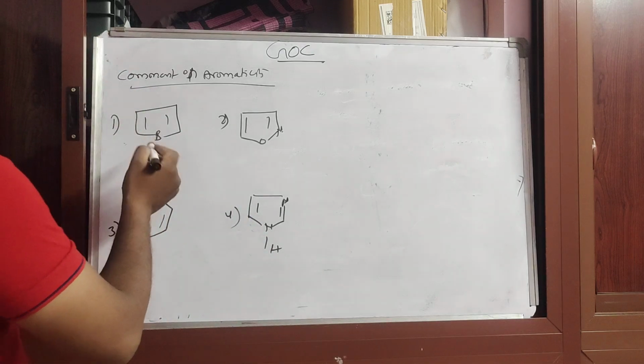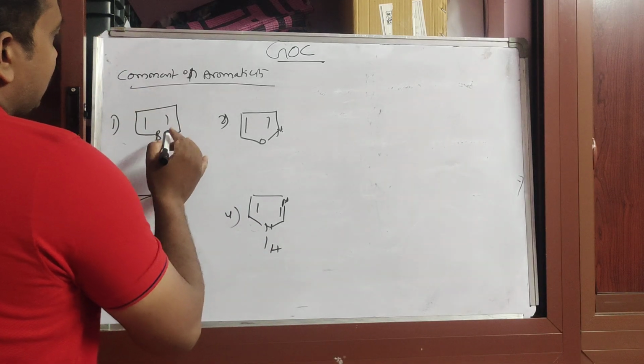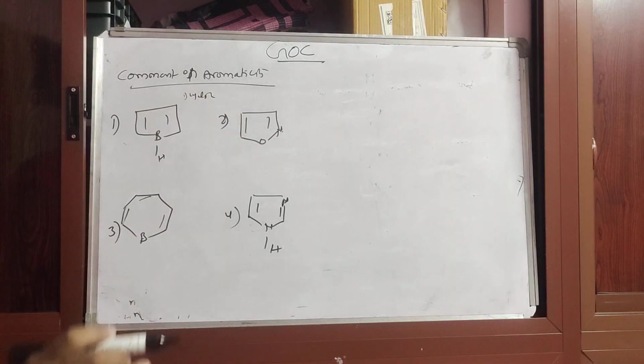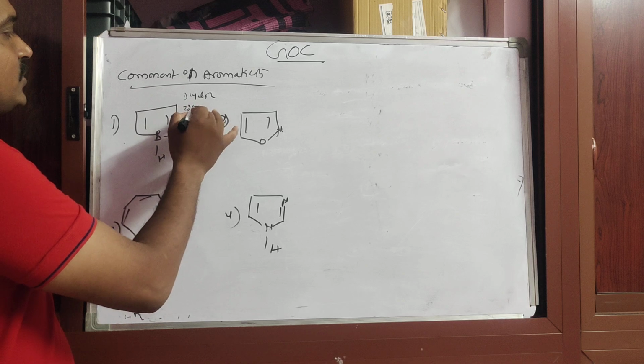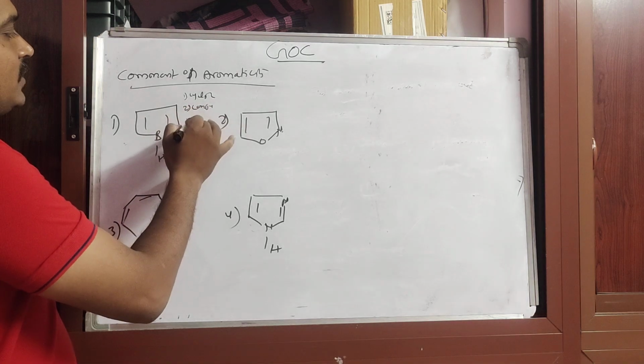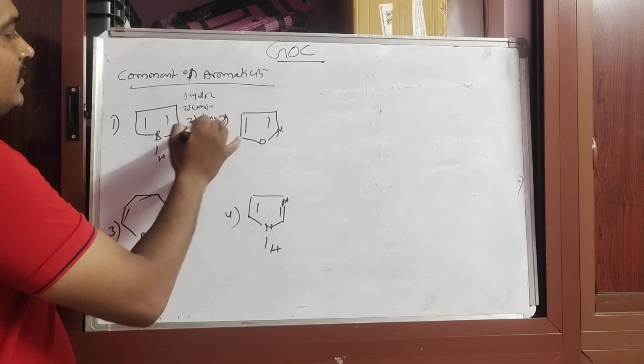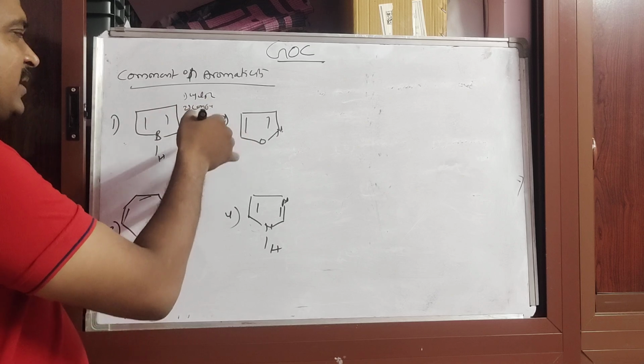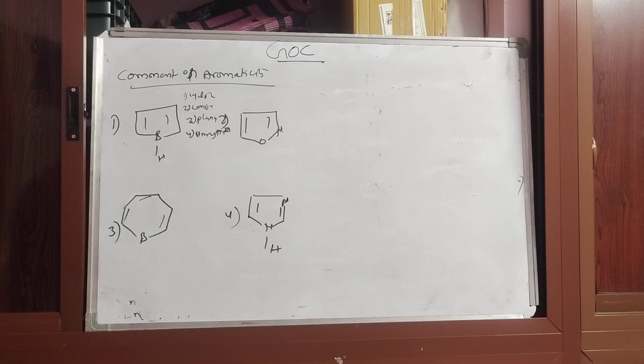First take this one, the boron atom. The first condition is cyclic. The second condition is conjugation. The third one must be planar. The fourth is 4n+2 pi electrons. If it is aromatic, 4n+2. If it is anti-aromatic, 4n pi electrons.